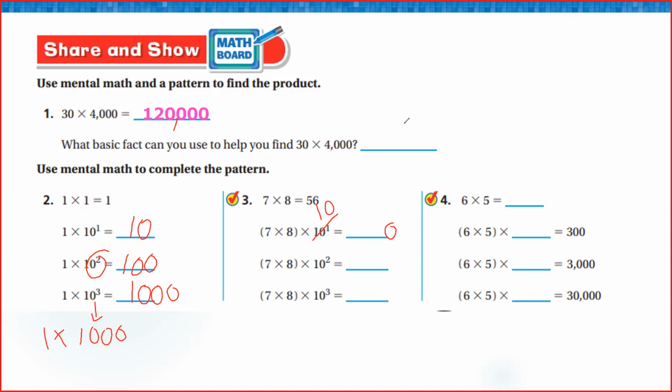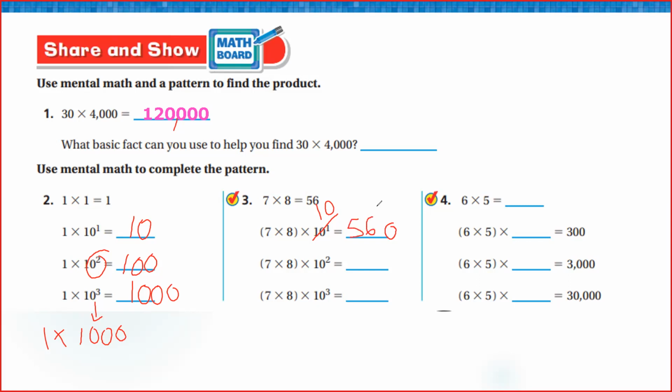Yes, Widyan. Now 7 times 8 is 56. Now 7 times 8 times 10. How many zeros for 10? 1 zero. Then you have to multiply 7 times 8. 7 times 8 is? Yes, Widyan. 7 times 8 is what? 56. So here the answer is 560.